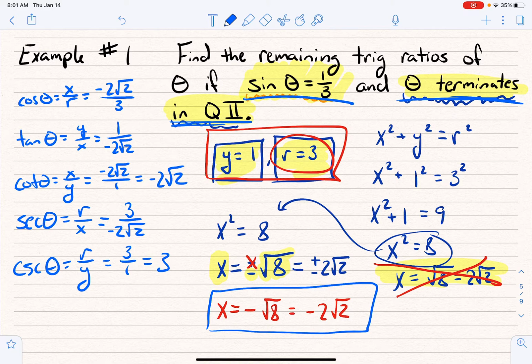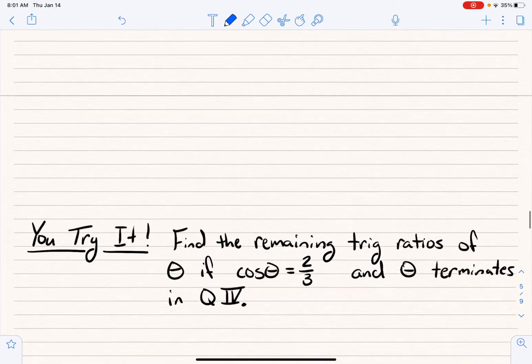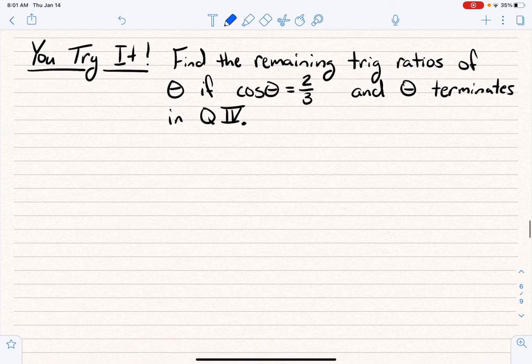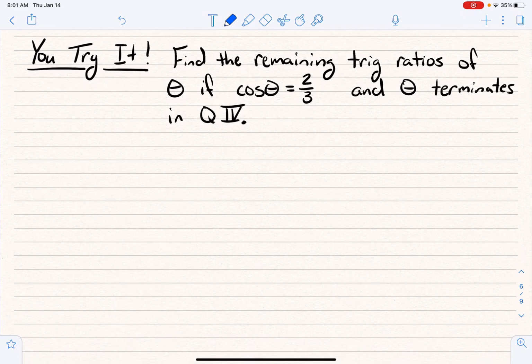So let's see what you can do. What I want you to do is try this one. We're going to pause the video and let you work. It might take about 5 or 6 minutes, but let me make sure you read all of it. It says, find the remaining trig ratios of theta if cosine theta is 2/3, and this time theta terminates in quadrant 4. Okay? Find the remaining trig ratios of theta if cosine theta is 2/3 and theta terminates in quadrant 4. So you can pause the video right here, and I'll come back in just a minute and work through it after you're all done.